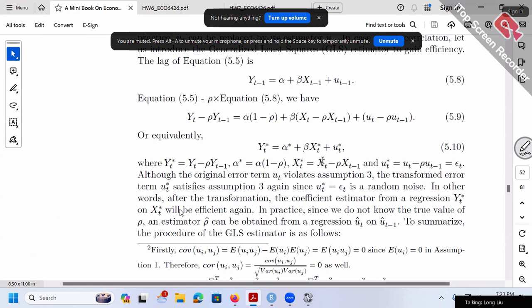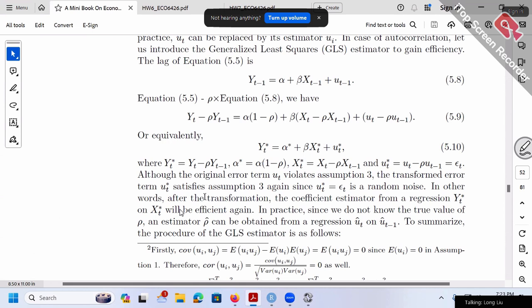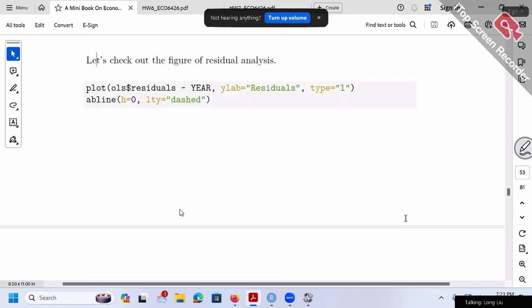Now we're talking about the transformation using the true value of rho. That's why it's true GLS. So far we have pointed out true GLS will be either the same or more efficient than OLS. Although beforehand we were saying GLS is more efficient, keep in mind we were talking about the true GLS. How about feasible GLS? Let's see.